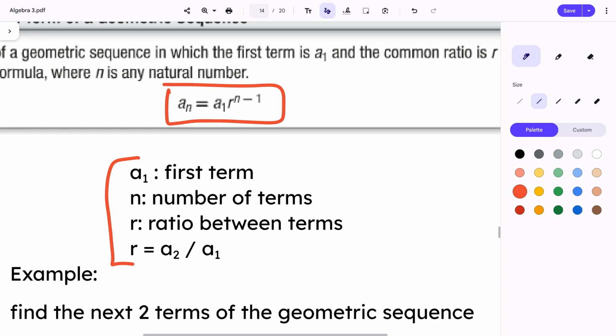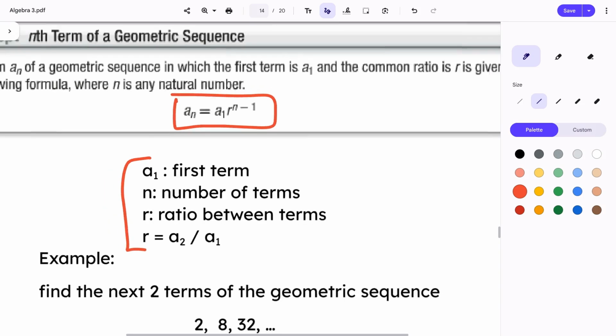To find your ratio, all you do is divide the second term in your sequence by the first term. Really, you could do that with any 2 terms, but you want to make sure you're always taking the later term divided by the previous term. And they have to be following each other. You can't just pick any random 2 from your sequence and divide. They have to be right next to each other in order to find the common ratio.